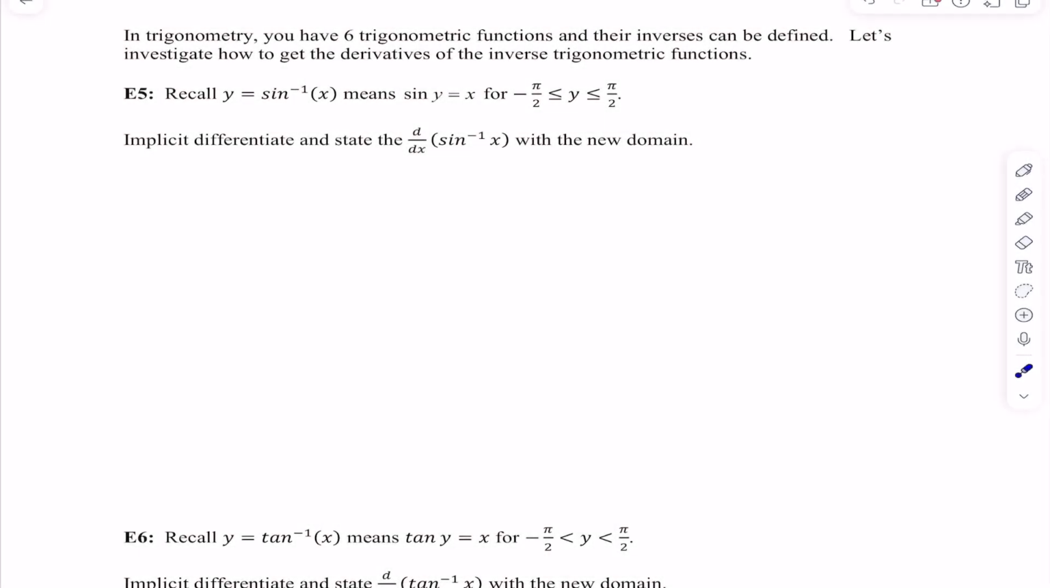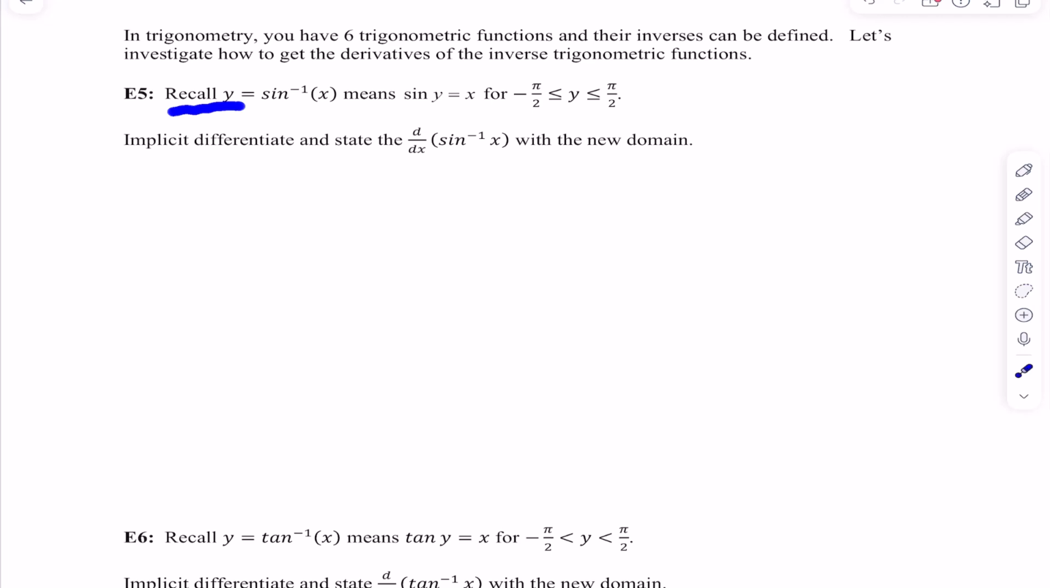Now, implicit differentiation can be used to expand our knowledge of functions, particularly inverse trigonometric functions and logarithmic functions. It can also extend to other functions as well. Let's start with inverse trigonometric functions. We'll get to logarithmic functions later.